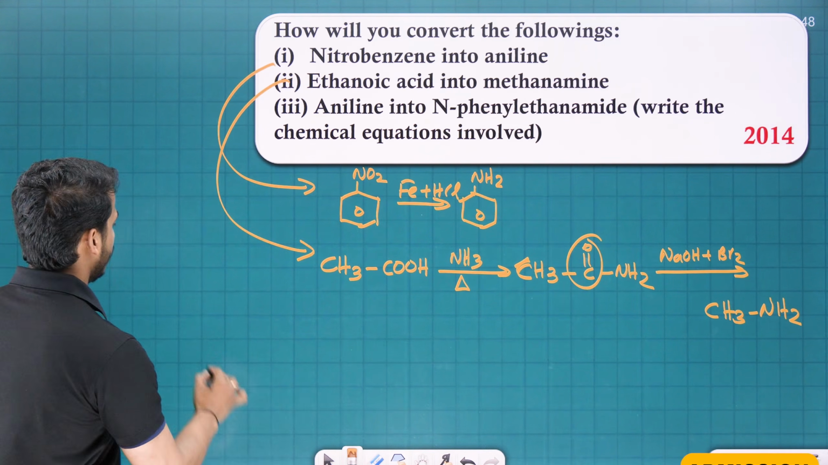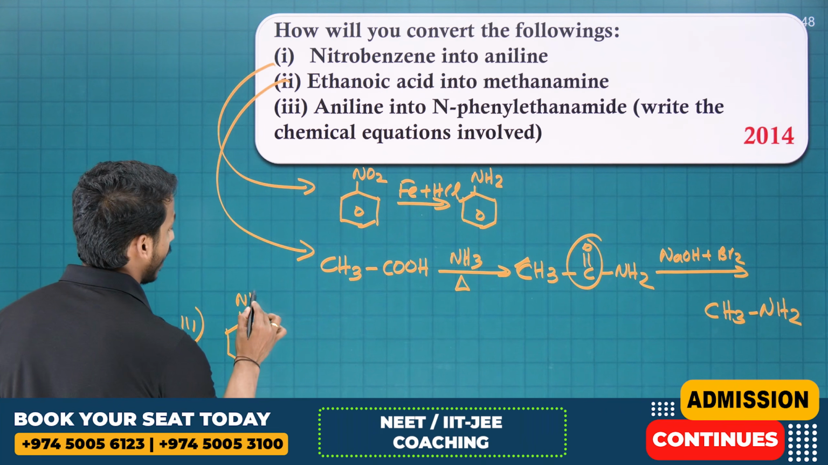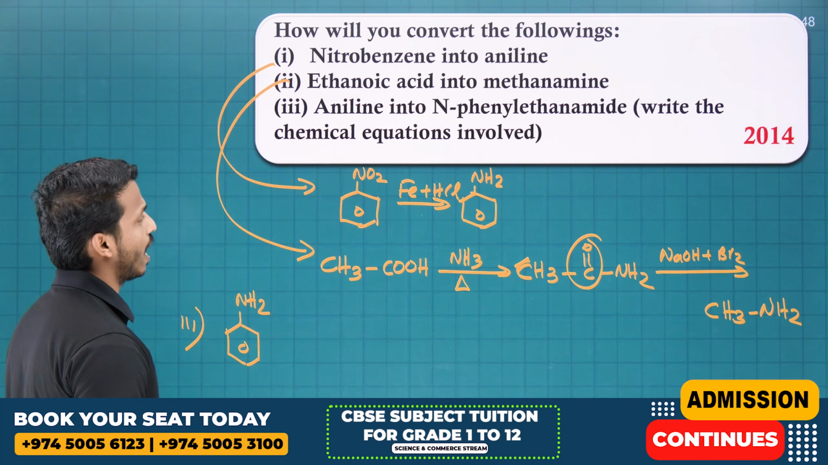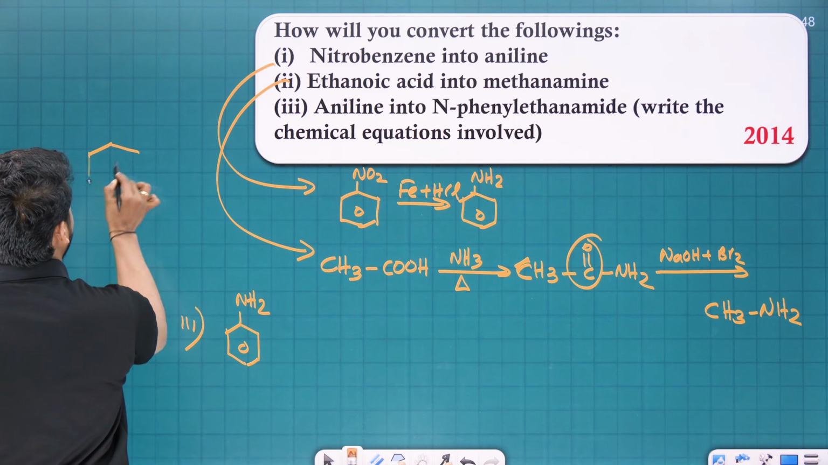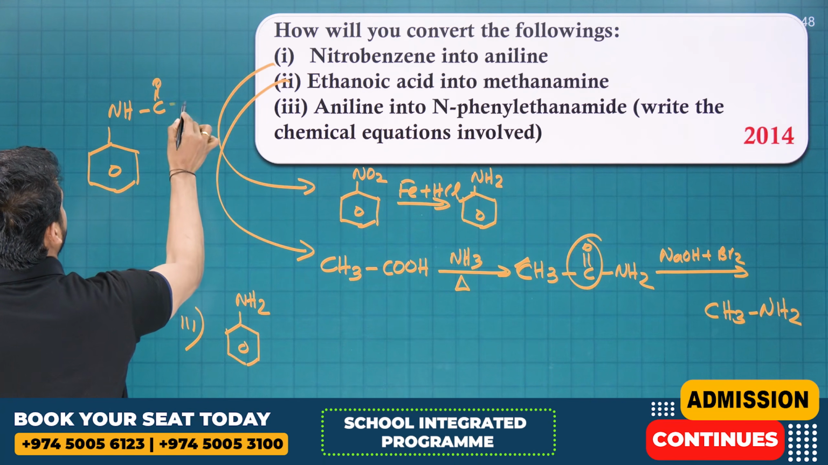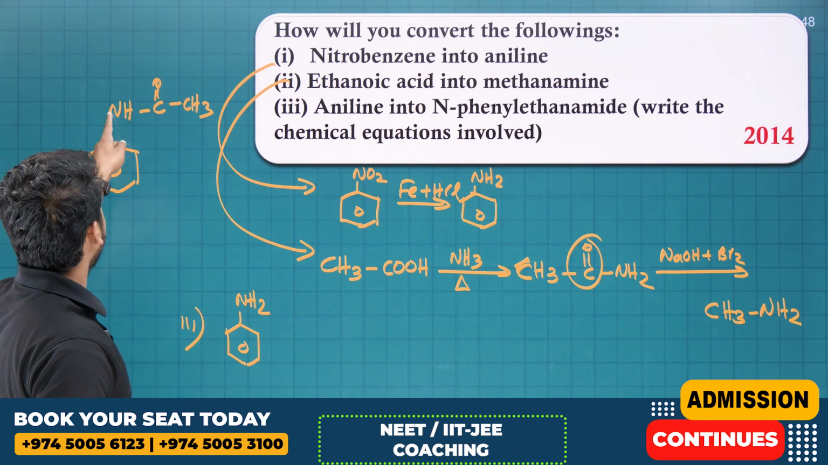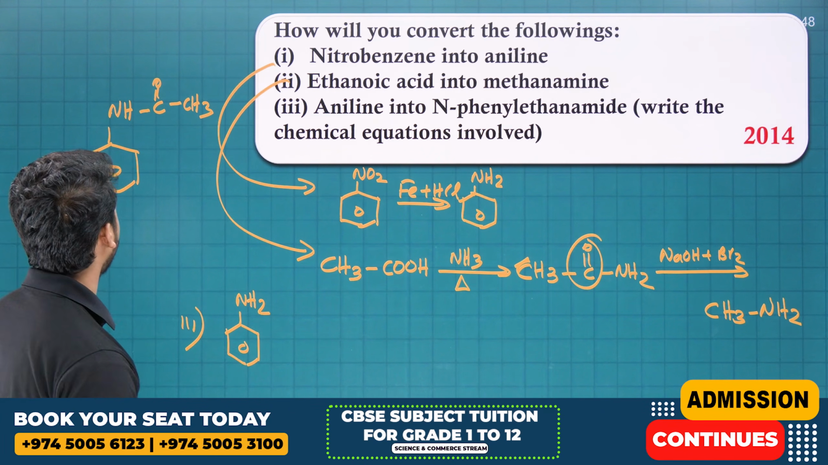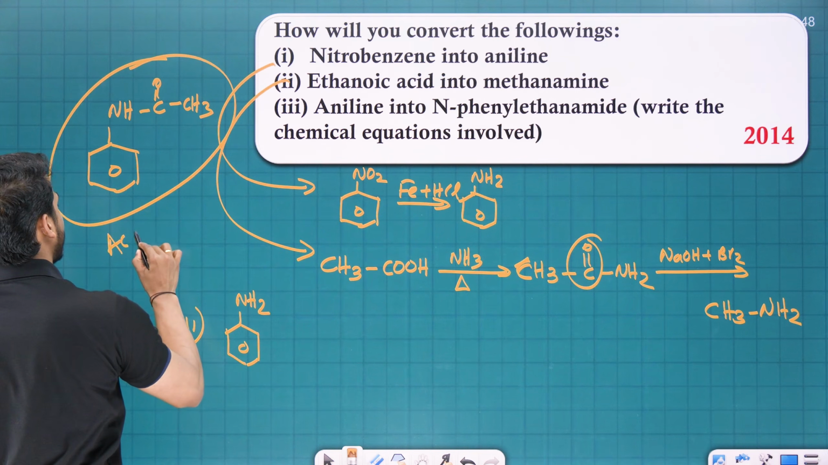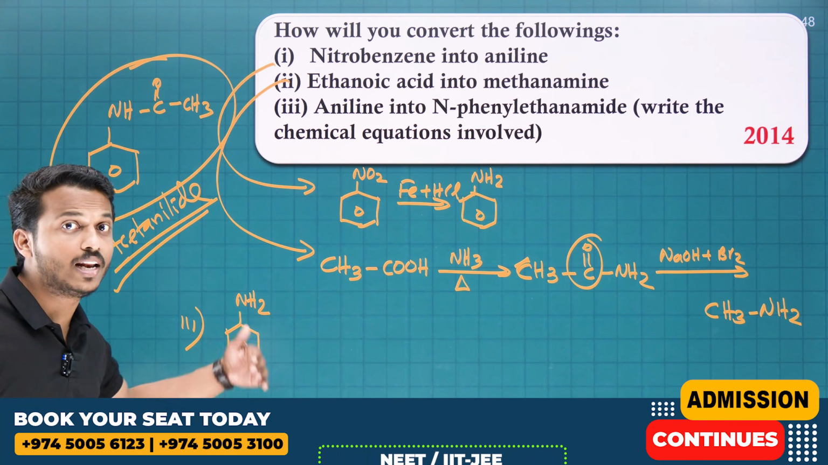Finish. Third question, aniline into, what is aniline? Benzene with NH2. Aniline into N-phenyl ethanamide, write the chemical reaction. What is N-phenyl ethanamide? This one. Ethanamide means 2 carbons, right? See, 1, 2. N-phenyl ethanamide. How can we make this compound? Simple. What is this compound? This is our acetanilide. How can you convert aniline to acetanilide?